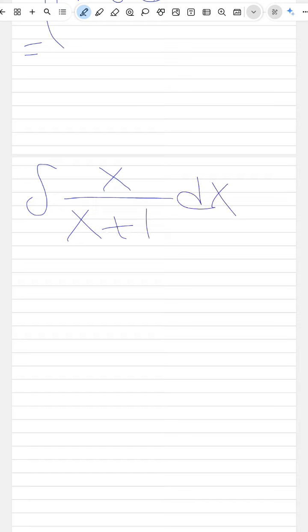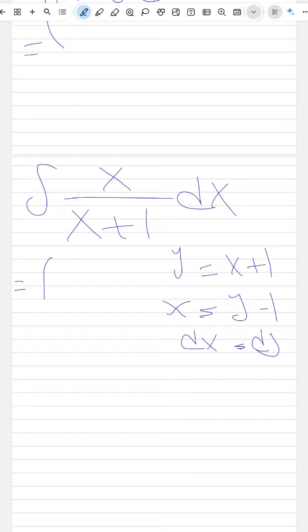Hello guys, today we will solve a very tricky question. It's the integral of x over x plus 1. Someone will tell me to solve it by substitution, by saying y equals x plus 1. So x equals y minus 1 and dx equals dy. I will tell you, let's continue as you say.